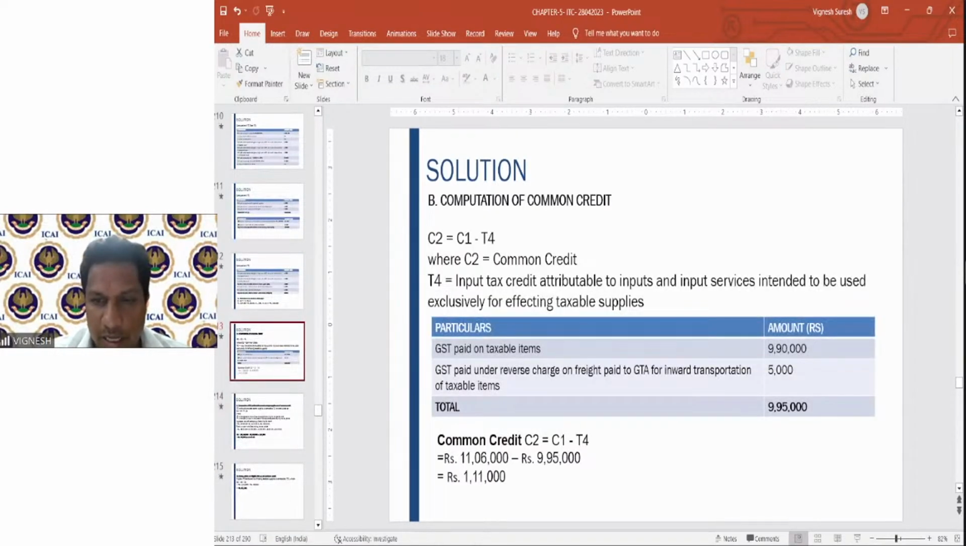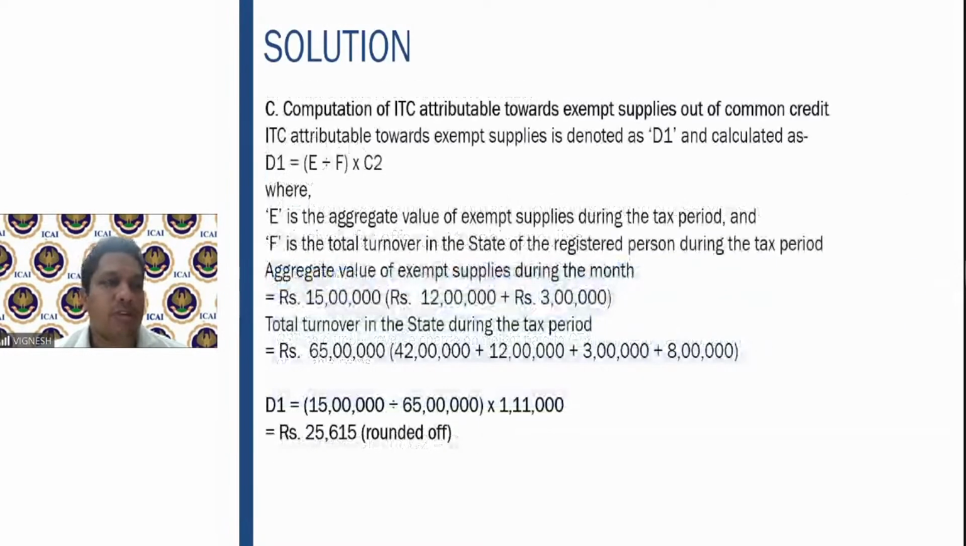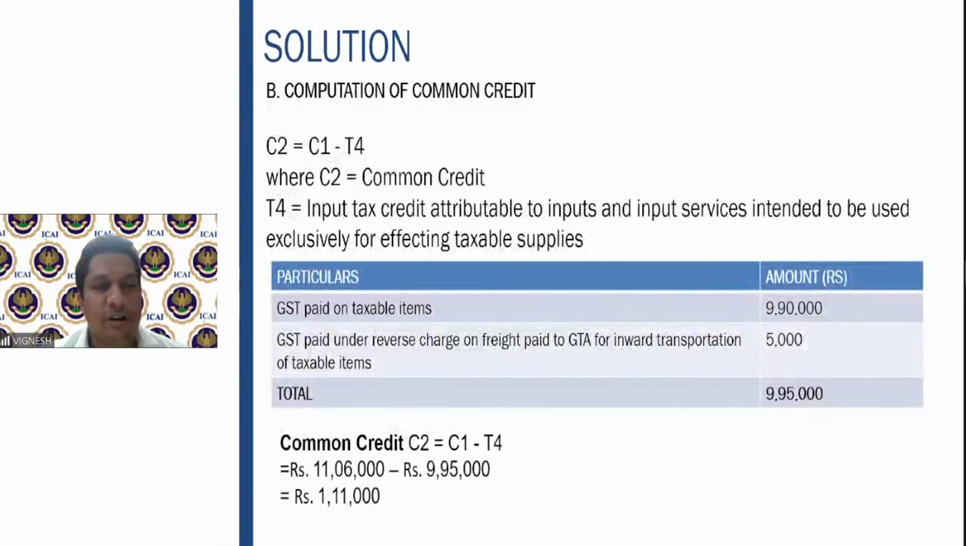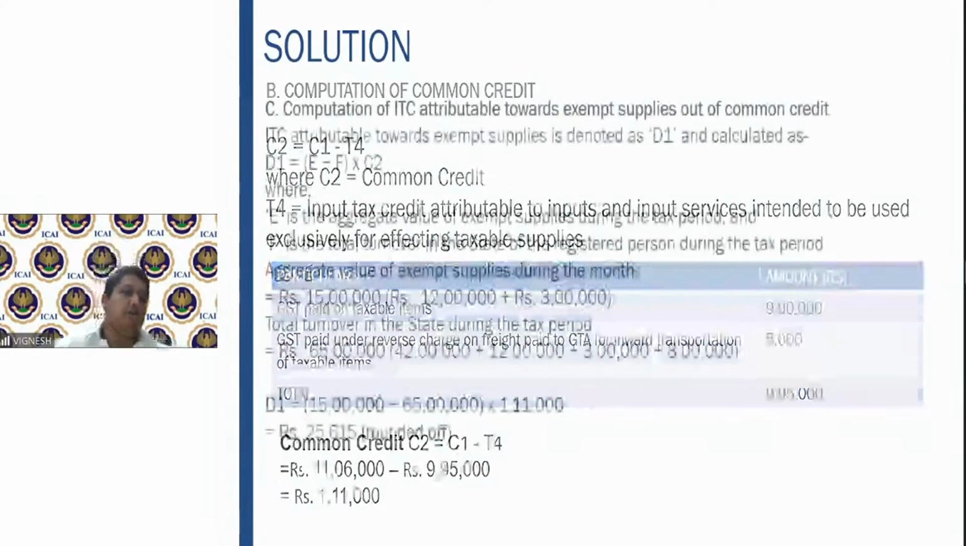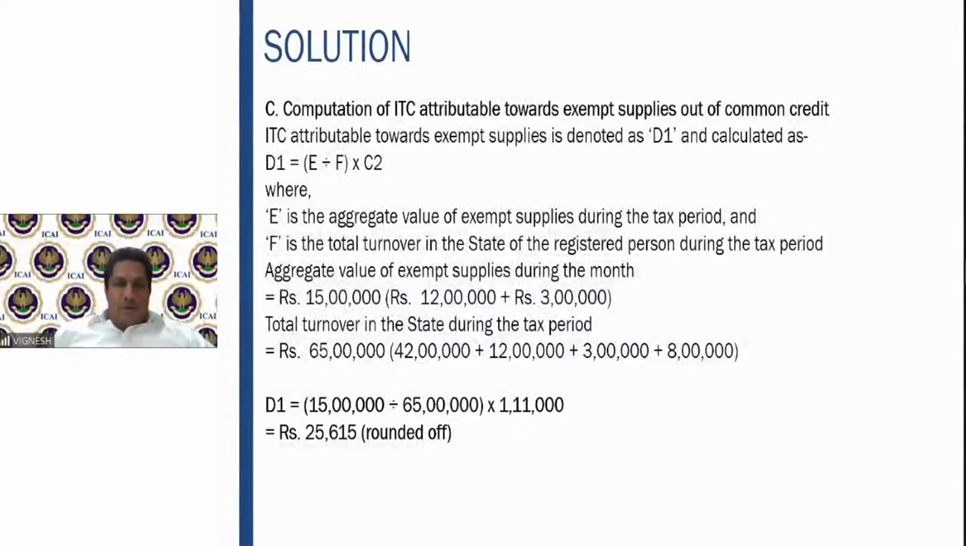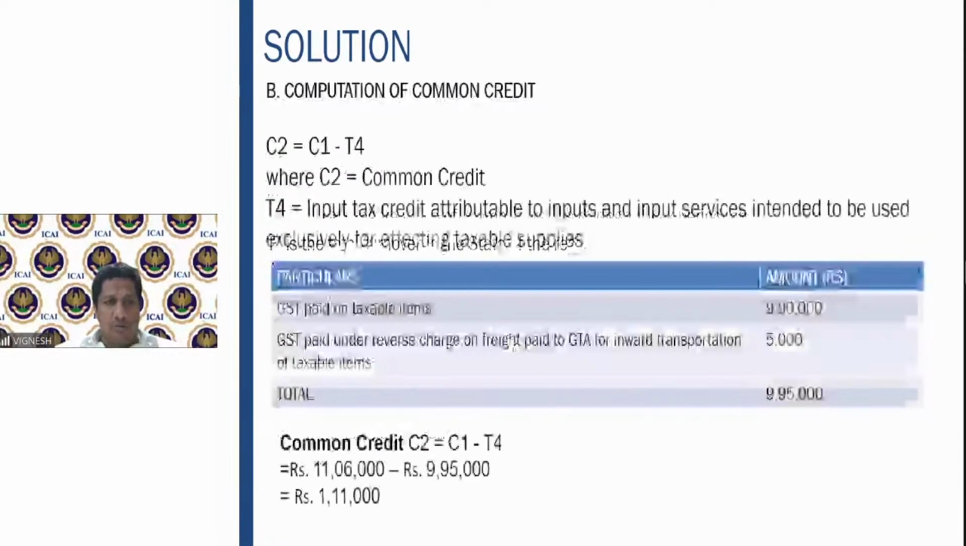I hope B also is clear to everyone. Anywhere not clear, please let me know so that I can go through the problem again. Very exhaustive problem. There is a tendency of getting confused. Then we see the ITC attributable to exempt supplies out of common credit. E is the total exempt supplies. F is the total turnover. So what are the exempt supplies?